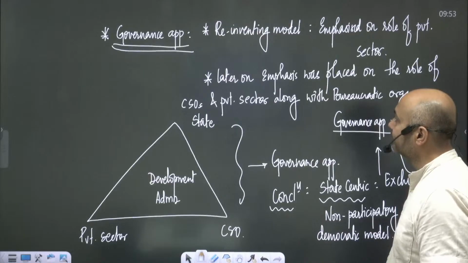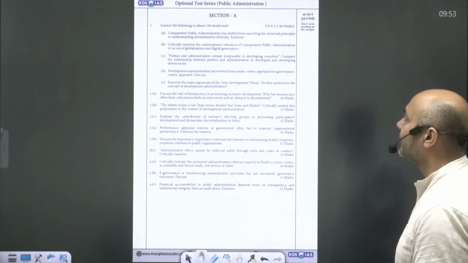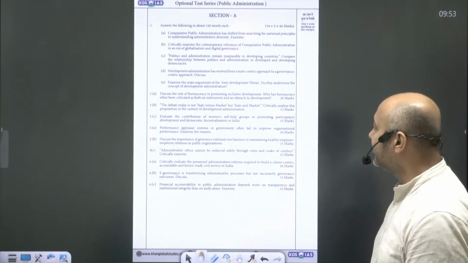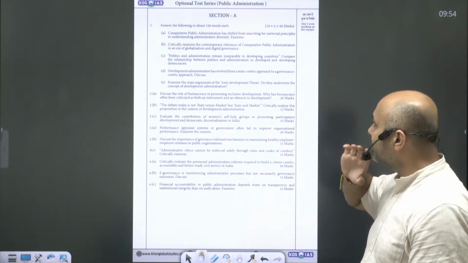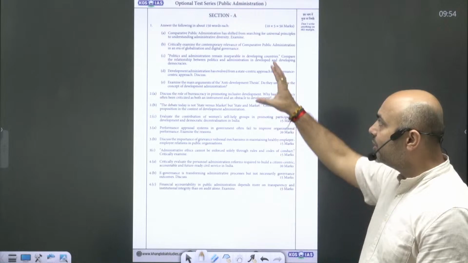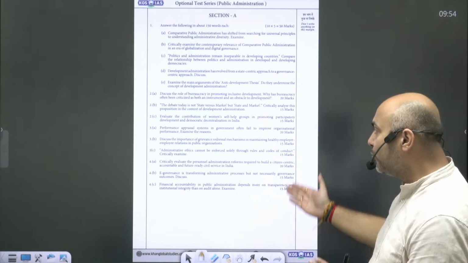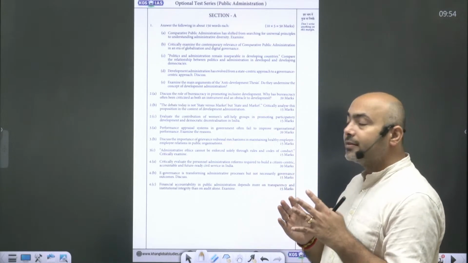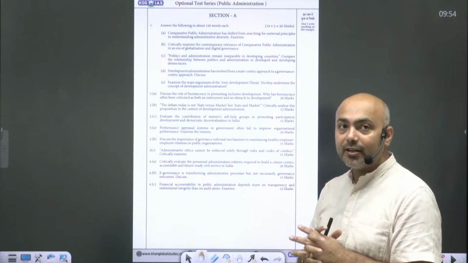Moving on. So the anti-development thesis, we have already seen that. These questions are part of question number A. We have discussed some of these questions. Let's move on and discuss 20 markers and 15 markers. Let's take up some 20 markers and 15 markers for discussion.